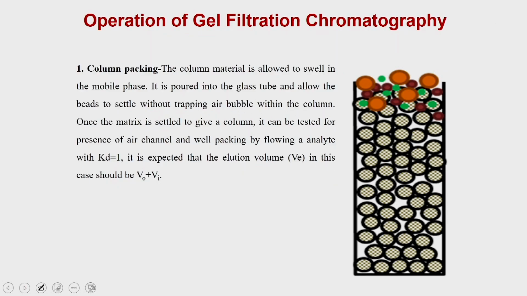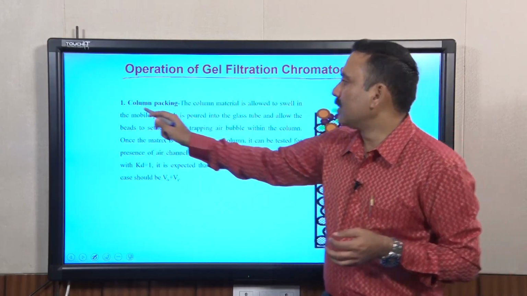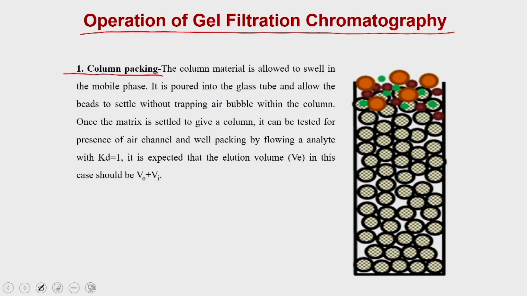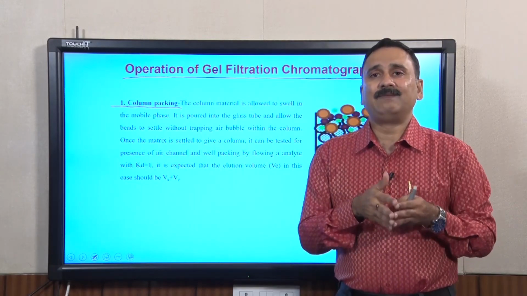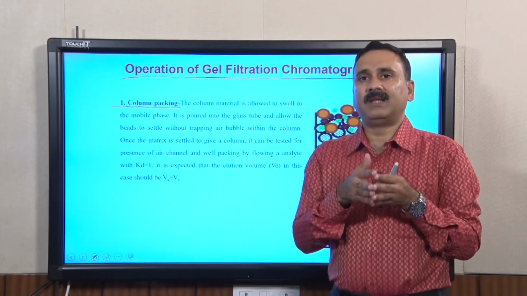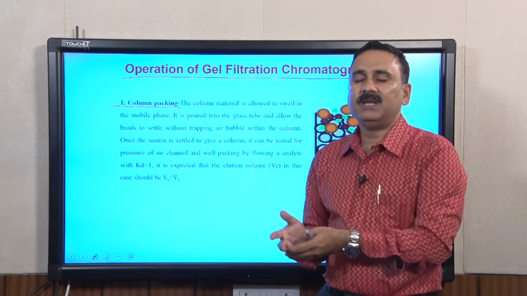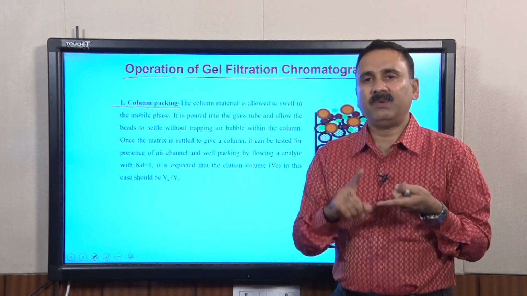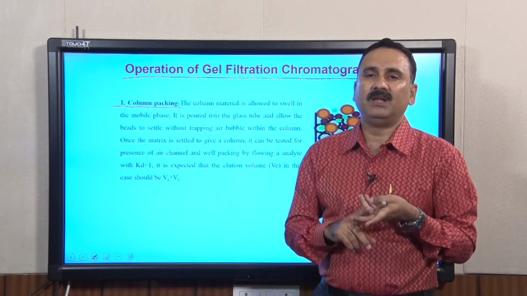Now, let us see how to do the operation of gel filtration chromatography. One of the crucial parameters of gel filtration chromatography is the column packing. So the first event is that you have to do a column packing. In the column packing of gel filtration chromatography, you have to be very careful. For example, the column material you get from the companies is either present in a liquid phase, or they will give you the column material in a powder.